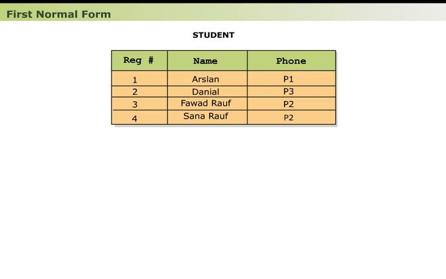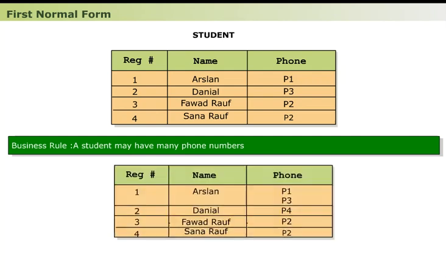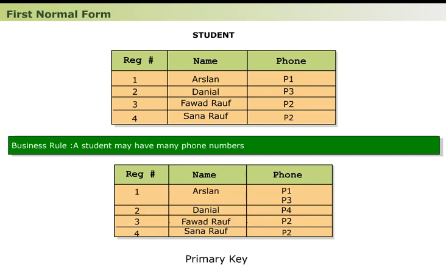Let us modify the business rule for the table student, as a student may have many phone numbers. The sample rows are shown. Analyze the table carefully for validity. Do you think this is a valid table? Surely not, because it violates an important rule of database tables, that is, there must be a primary key. The existence of the multi-valued attribute phone prohibits the primary key definition.